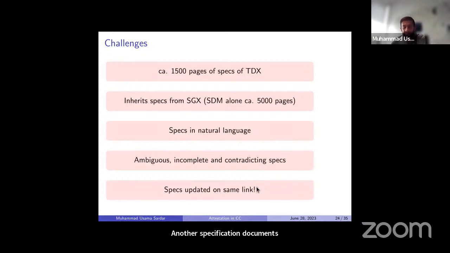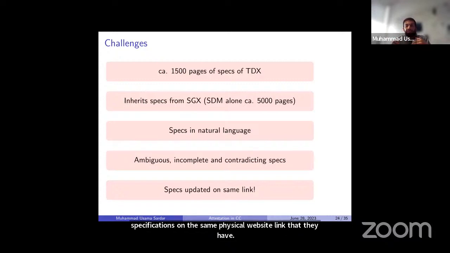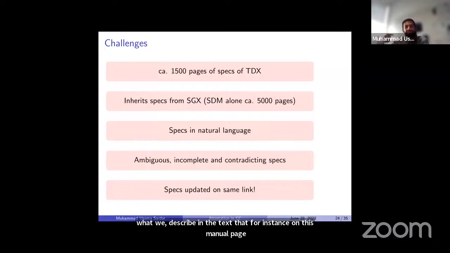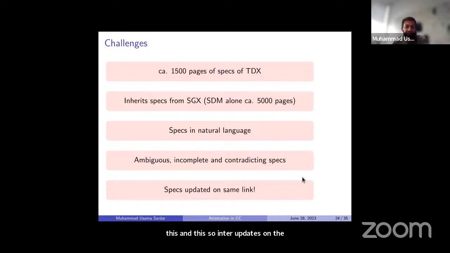And one major issue is that Intel keeps updating the specifications on the same link that they have. And this was really problematic. When a reviewer is reviewing this work, he would not find the problems that we are mentioning. So we reported some problems to Intel, and what they do is they update it on the same link, and a reviewer cannot find out what we describe in the text, for instance, on this manual page, this and this. So Intel updates on the same link rather than having a different link for the updated specifications.